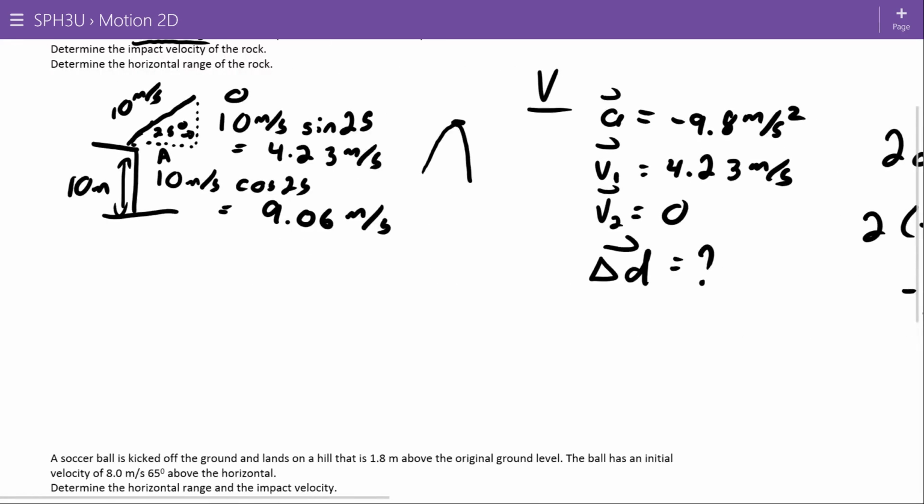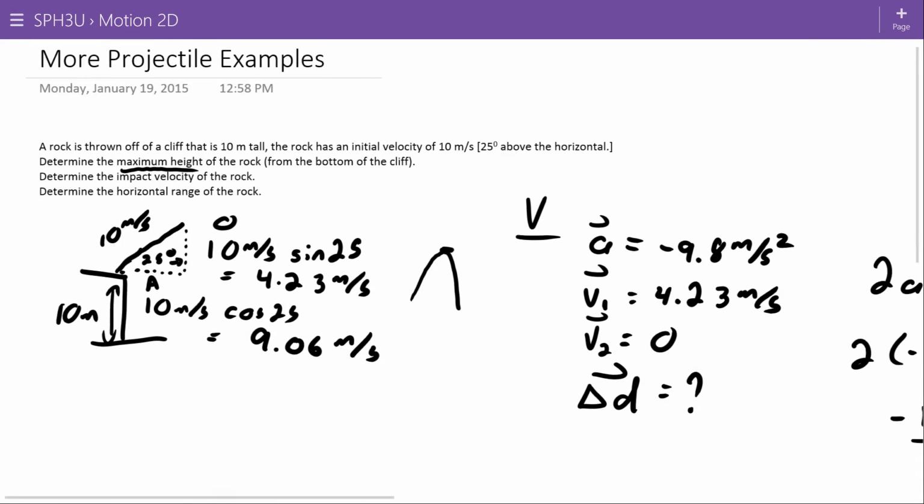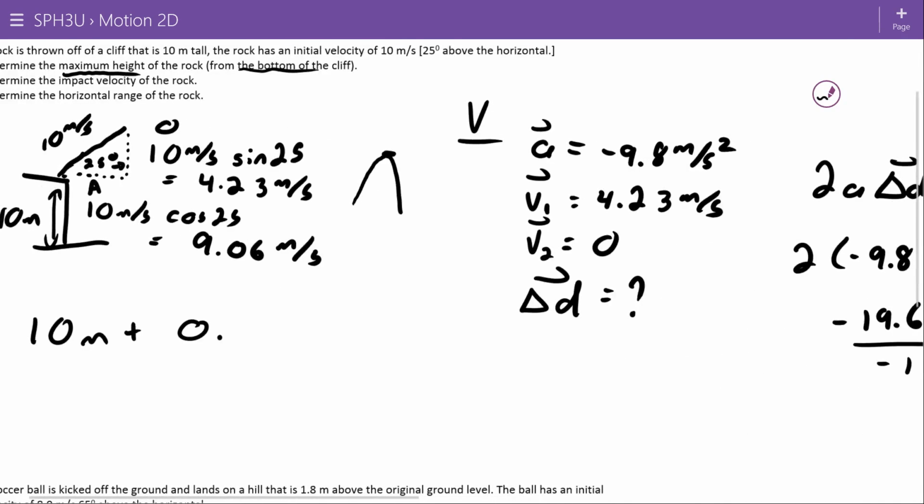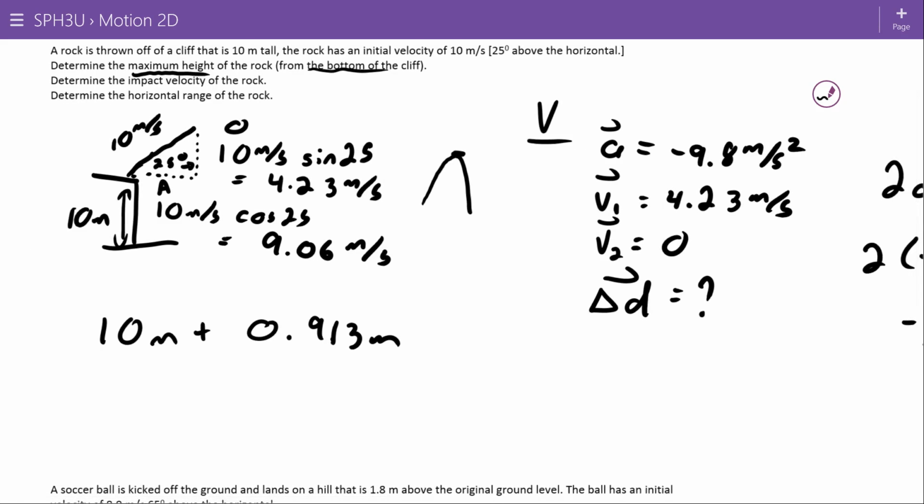Now let's be a little bit careful here. It says the maximum height of the rock from the bottom of the cliff. So if the cliff is 10 meters tall, and we go up an additional 0.913 meters, what that means then is that my height at the max is equal to 10.913 meters. So that's that. And I'm going to be really careful here. Maximum height, impact velocity, and horizontal range. I don't want to mix those things up.